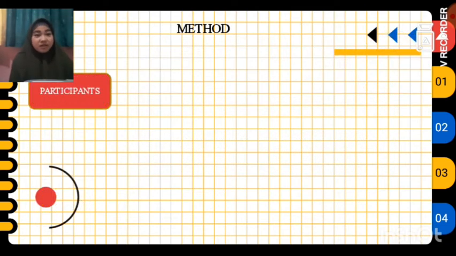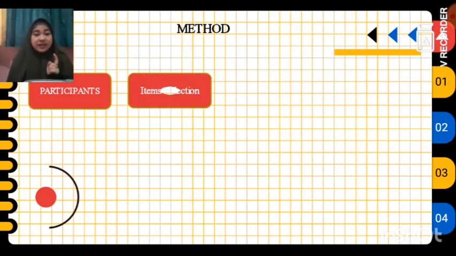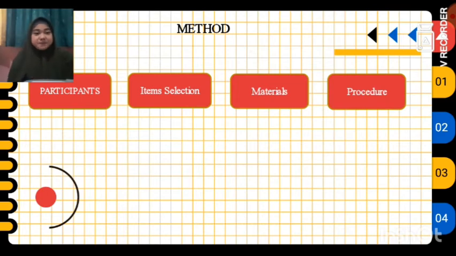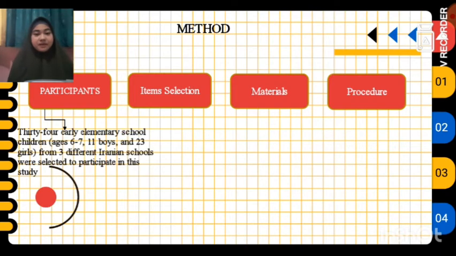The second is method. In this research, the method includes participants, item selection, materials, and then procedure. The first one is participants. 34 early elementary school children aged 6 to 7, 11 boys and 23 girls, from 3 different Iranian schools were selected to participate in this study.